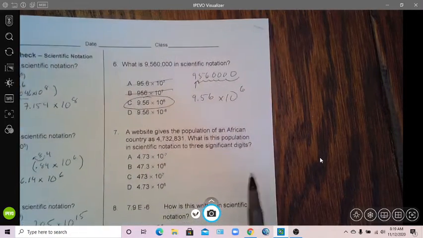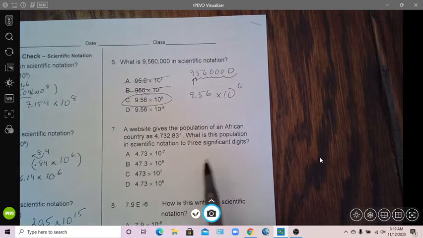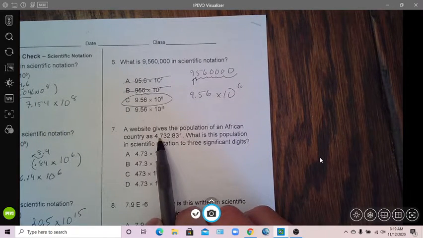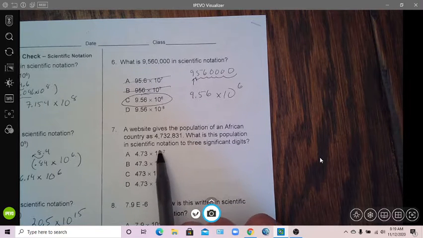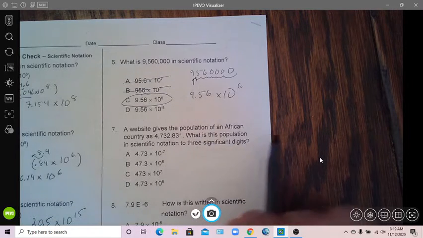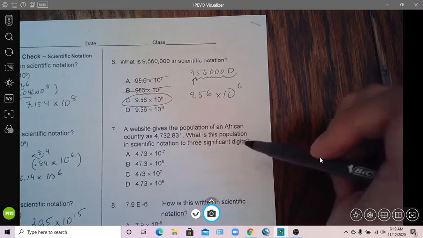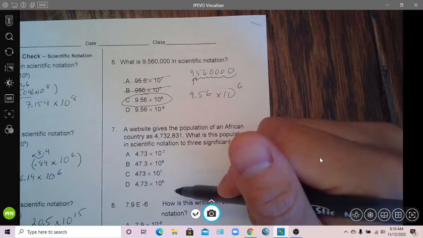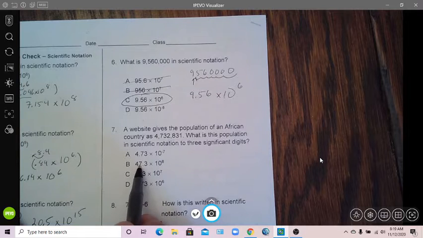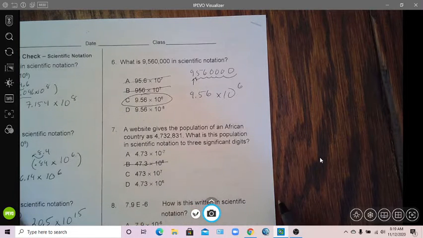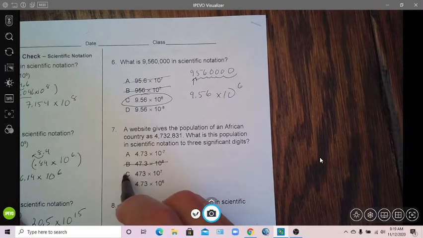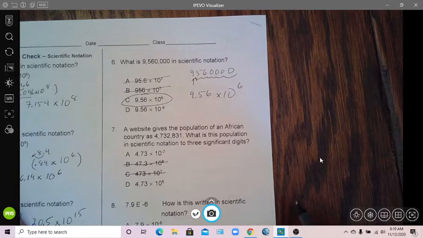Alright, a website gives the population of an African country as 4,732,831. What is the population in scientific notation to 3 significant figures? Okay, so it wants it in scientific notation, so let's take a look at these here. Notice B is not between 1 and 10. The coefficient isn't. You know it's not going to be B. 473, not between 1 and 10. You know it's not going to be C.